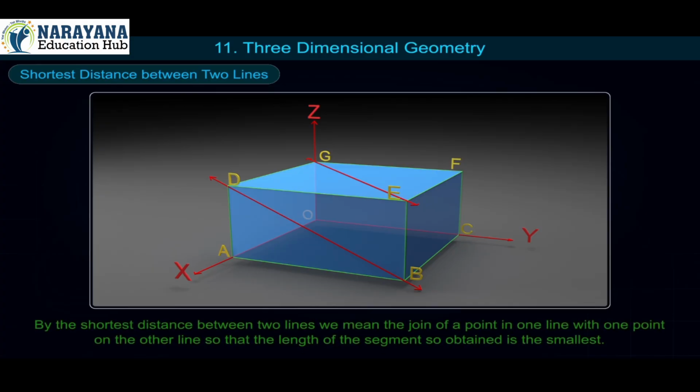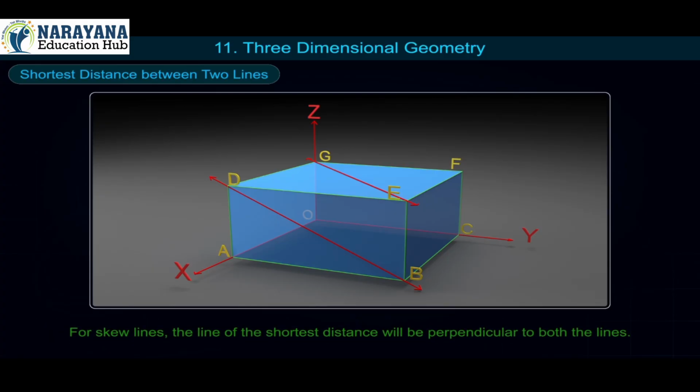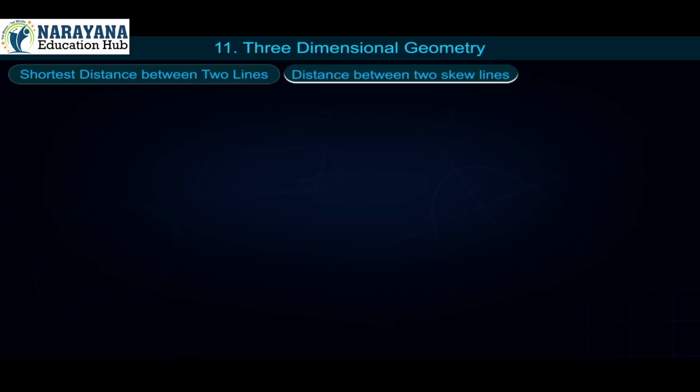By the shortest distance between two lines, we mean the join of a point in one line with one point on the other line, so that the length of the segment so obtained is the smallest. For skew lines, the line of the shortest distance will be perpendicular to both the lines. Distance between two skew lines.